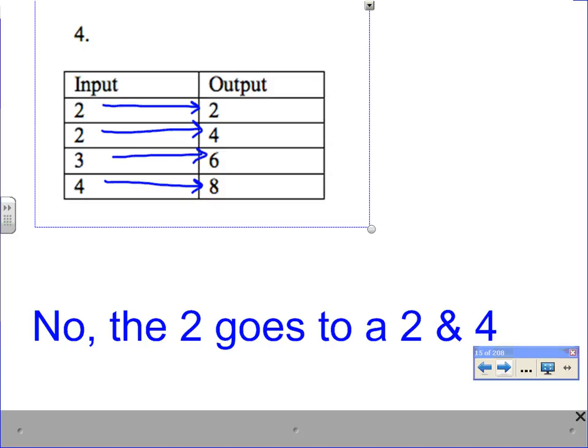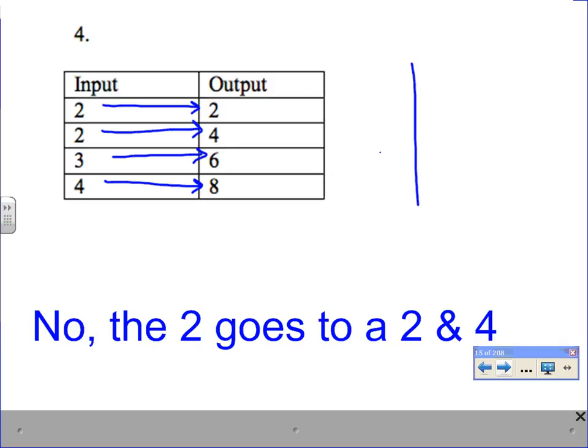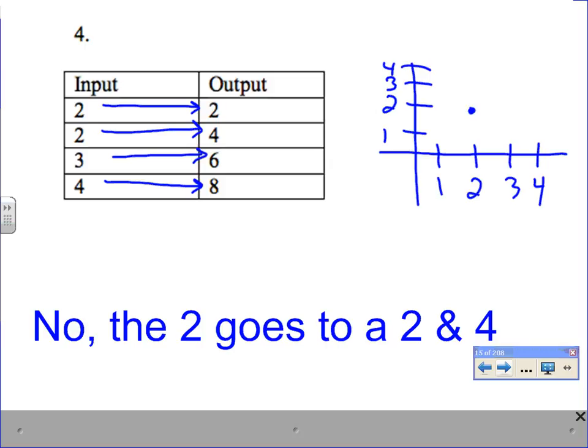And let me show you, hopefully this makes sense. The biggest reason that this is not a function is when we go to plot these points, 2 2 is right here. 2 4 is right here. 3 6 is about here, and 4 8 is about here.